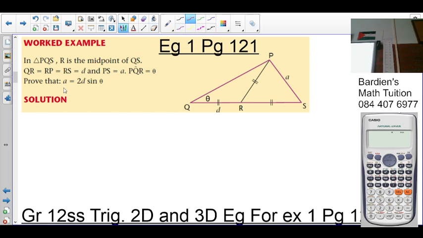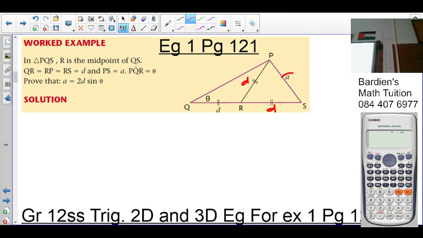Okay, so the question says that in triangle PQR, S is the midpoint of side QR. So if that's the midpoint, that will also be D, marked D as QR was marked D. Then we are told that PS is A and angle PQR is theta. The question says you must prove that A is equal to 2D sine theta.